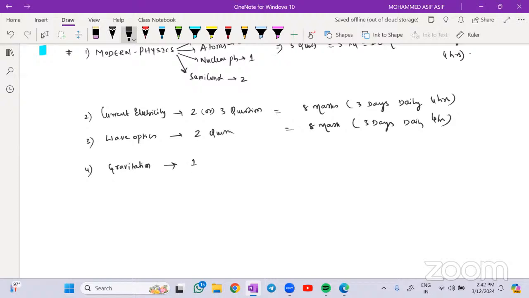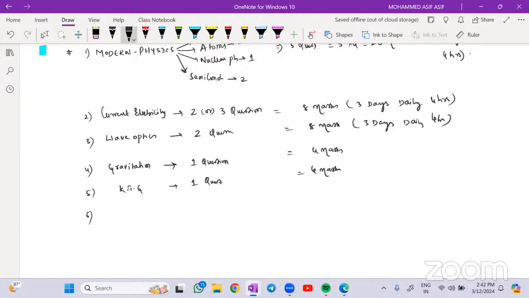With gravitation, this one is damn sure 1 question and an easy question, so that is your 4 marks. Sometimes we even get 2 questions, but I'm taking the least possibility. Then KTG, and this one is also one question, and this one is also 4 marks.